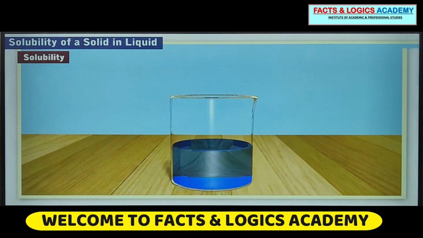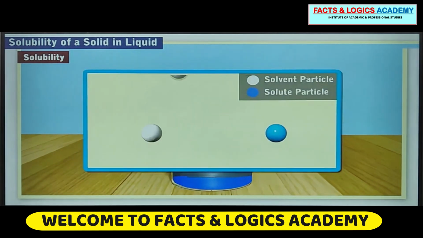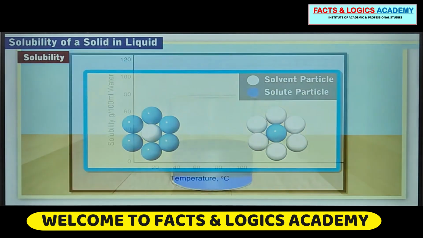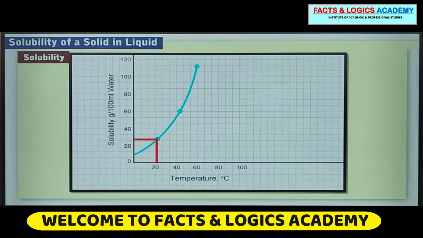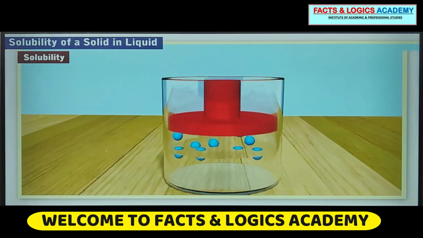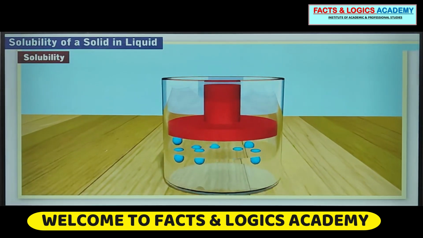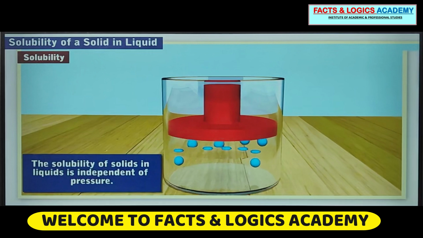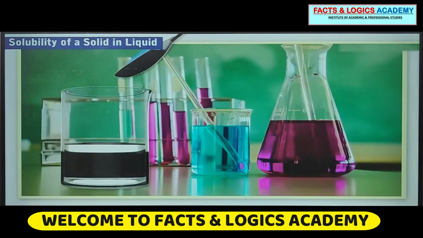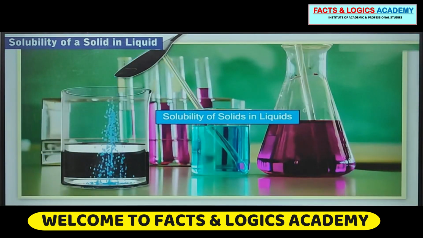Solubility is the result of an interaction between particles of the solute and solvent. Hence, it depends on the nature of the solute and the solvent as well as on the temperature and pressure. However, it is important to note that the solubility of solids in liquids is independent of pressure. Let us first discuss the solubility of solids in liquids.